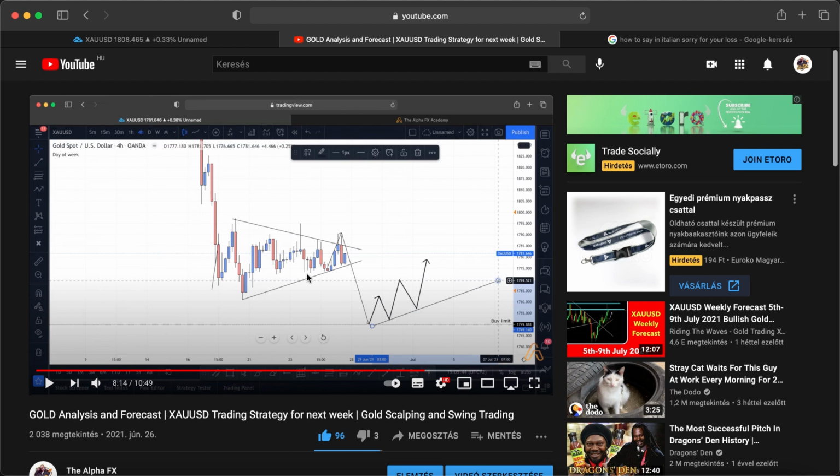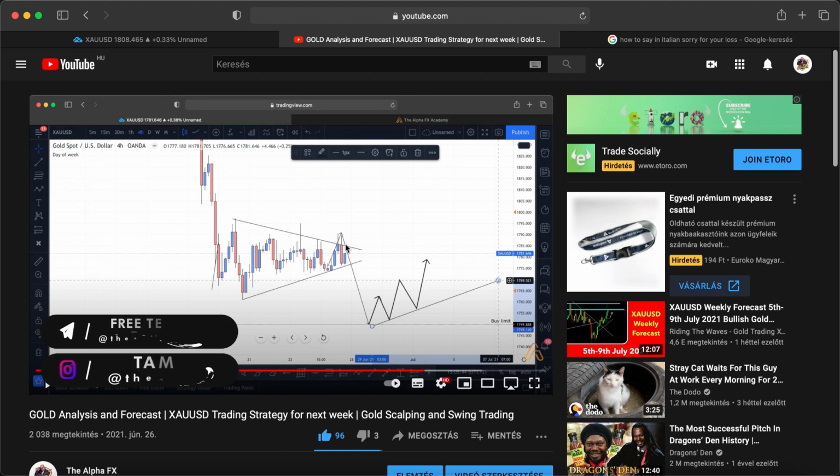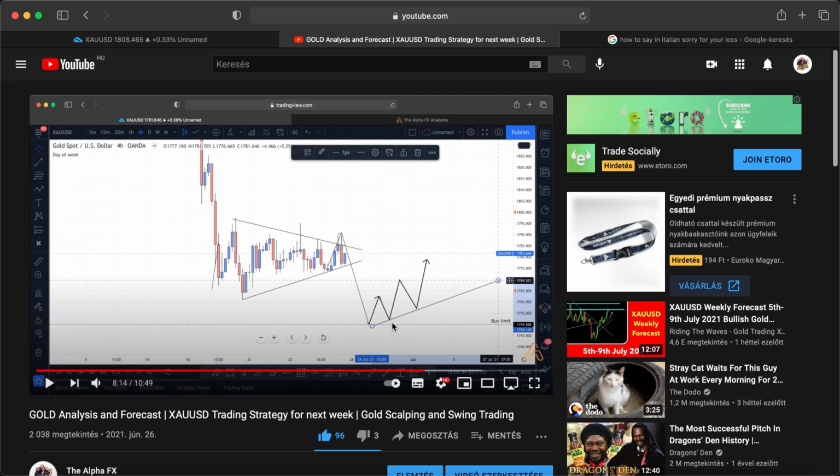So you can see that in the previous video 2 weeks ago, I forecasted that this wedge is going to be broken out to the downside, and around the 1750 area the price will find support, and after that it will create a bullish market structure, creating a bullish trend line, higher highs and higher lows.